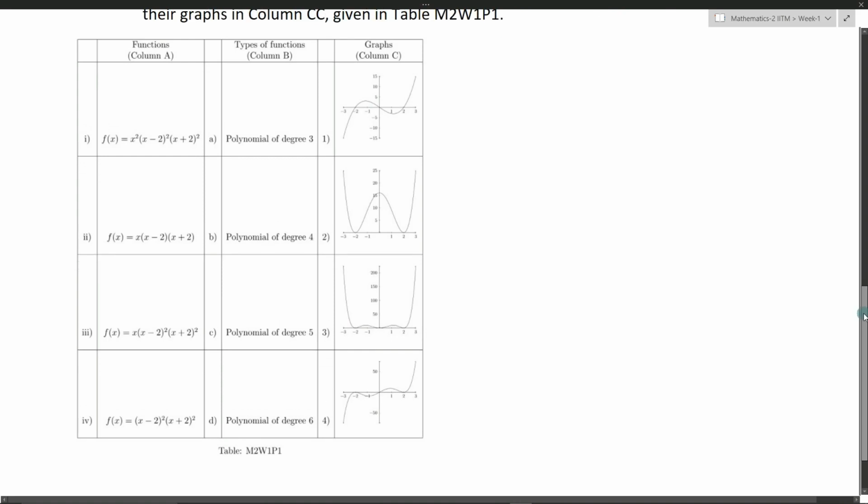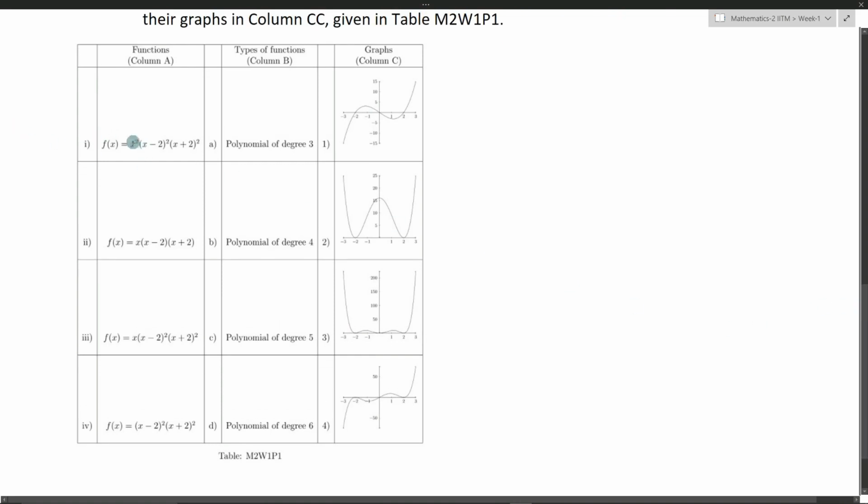Let's say for the first one, the degree of the first polynomial is what? The first one, we have 2 plus another x square here, and it is multiplied with x to the power of 4 plus 2, and we have another x square here. So the degree will be equal to 6. So the polynomial of degree 6 is option D. And the graph for this?